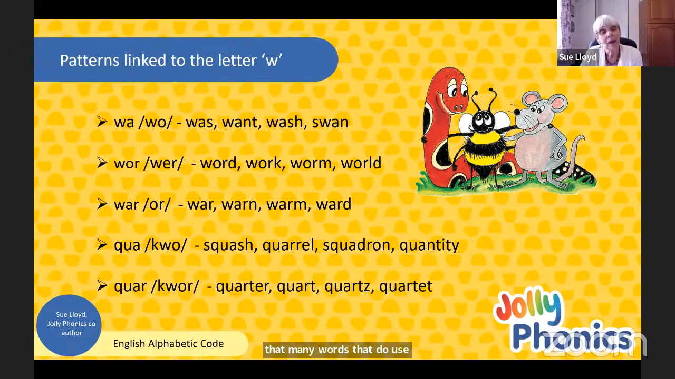Then here we've got, it should be "were" or "war", but we say "wer". So it's not "ward", but word, work, worm, world. And it's always after the W. It doesn't do it with other letters. And there's another one, the W. It should be "war", and we say "or": war, worn, warm, ward.